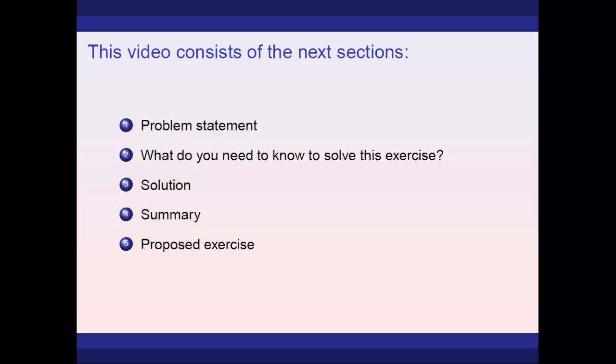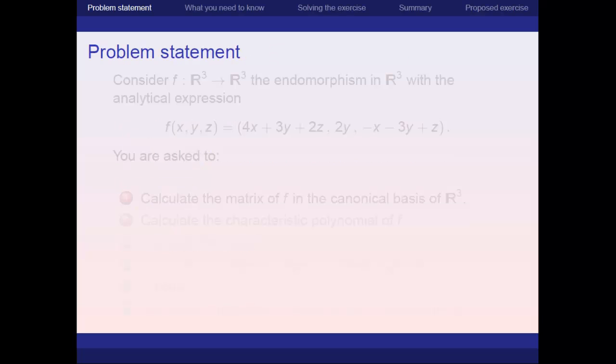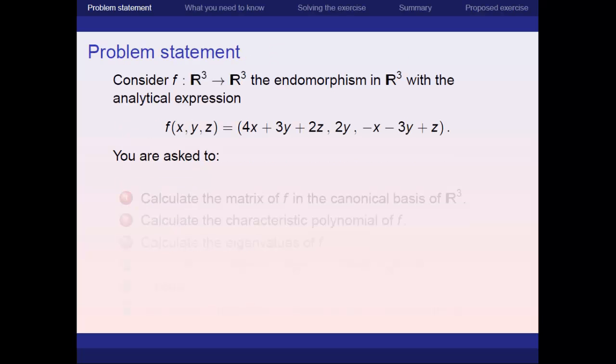Problem statement. Consider f from R3 to R3 the endomorphism in R3 with the analytical expression f of (x, y, z) equals (4x + 3y + 2z, 2y, -x - 3y + z). You are asked to: 1. Calculate the matrix of f in the canonical basis of R3.